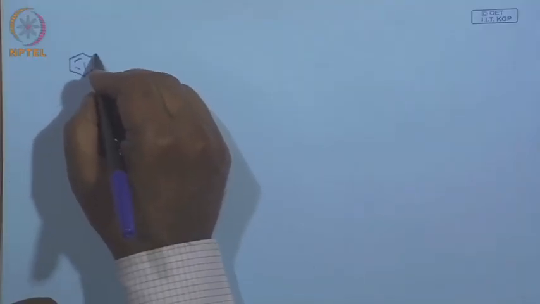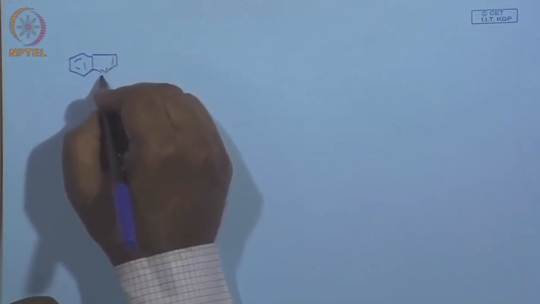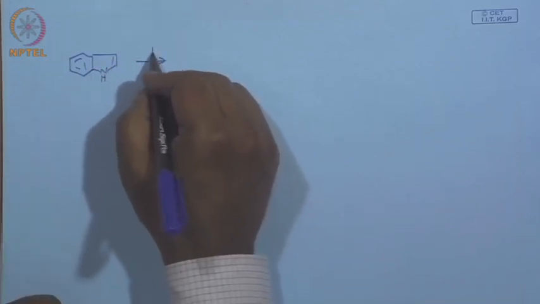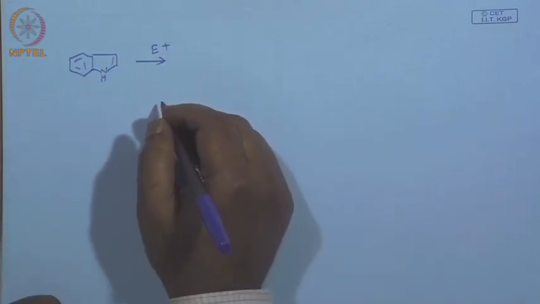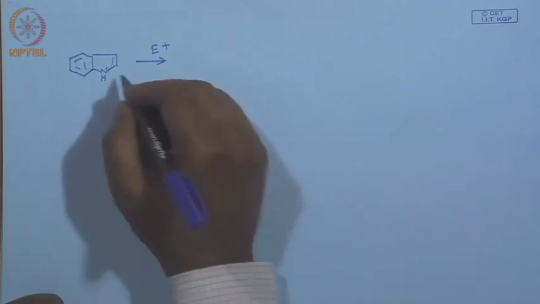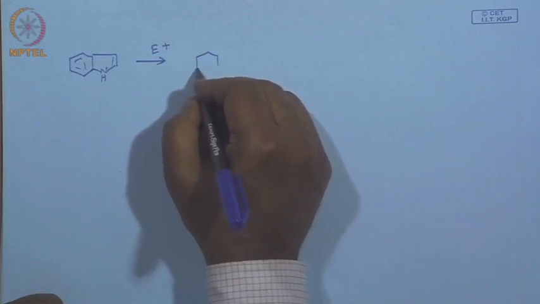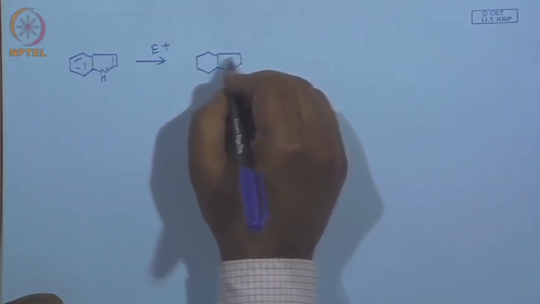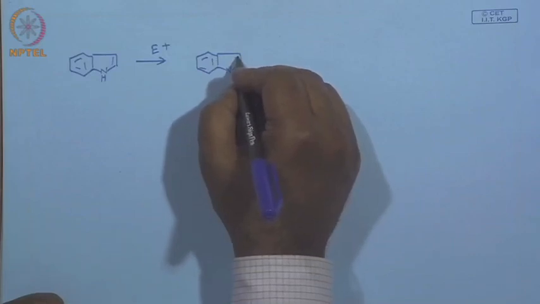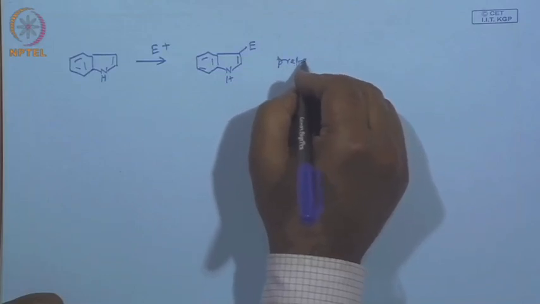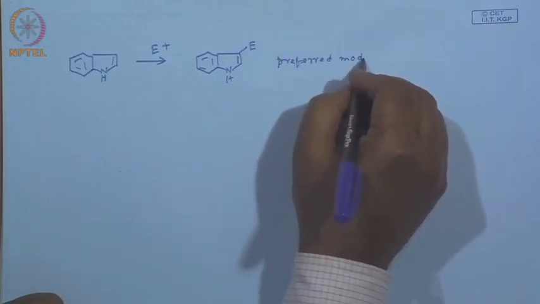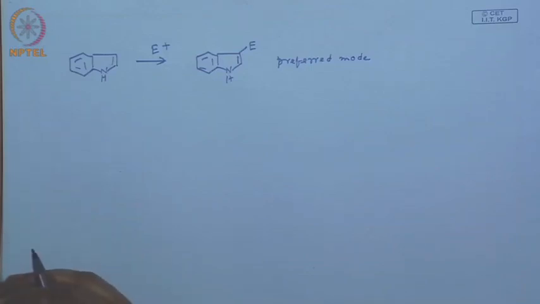This is another way. All of us know that indole, right, if it is treated with an electrophile, what is the reaction? The 3 position. The 3 position, it is well known, because the intermediate structure is stable at the 3 position. So, this is the preferred mode. And then how to prepare 2 substituted indole derivatives?